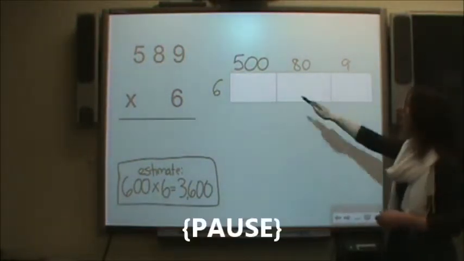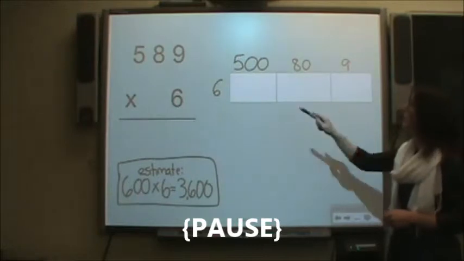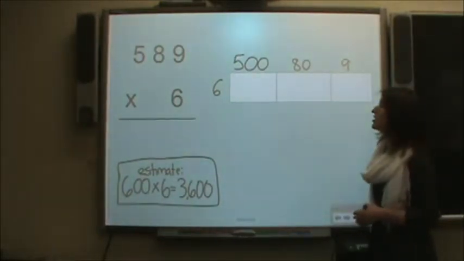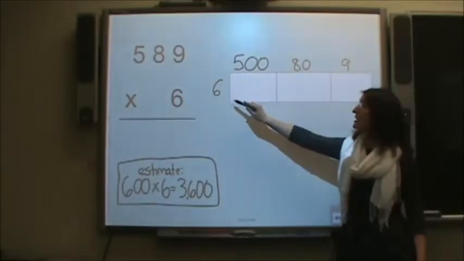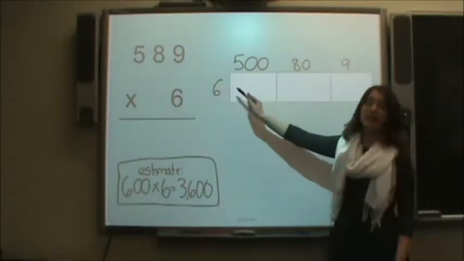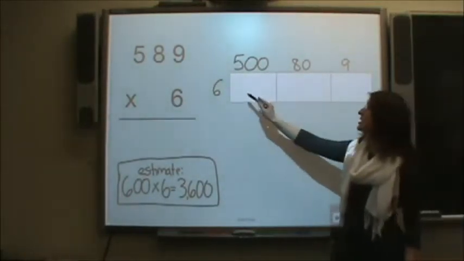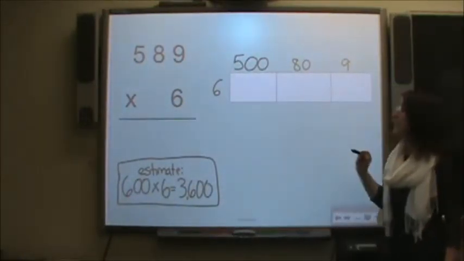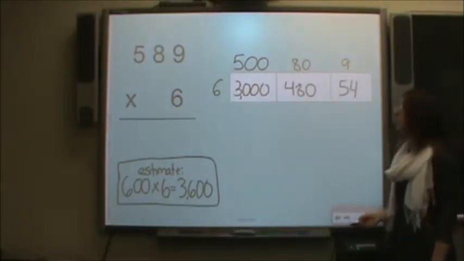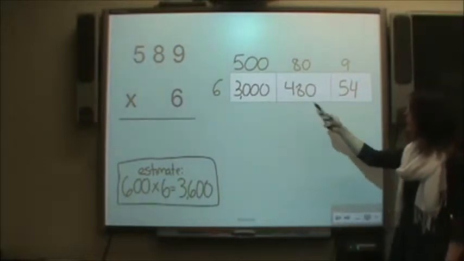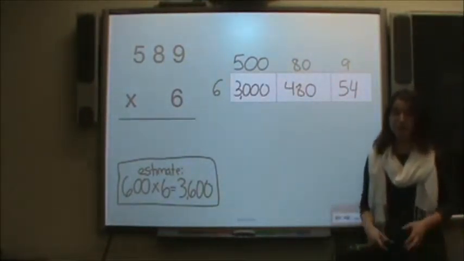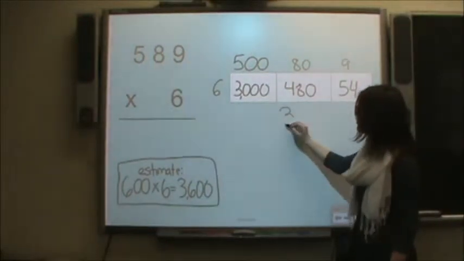Pause your video and draw this diagram on your paper along with the numbers where they belong. Okay, so now we're ready to multiply. We're going to start by multiplying 6 times 500, then we'll do 6 times 80, and then we'll do 6 times 9 because we're matching each box and multiplying them. Pause your video and multiply all of those numbers. Your 3 partial products should be 3,000, 480, and then 54. But these are just parts of our product, so we have to add them together now.